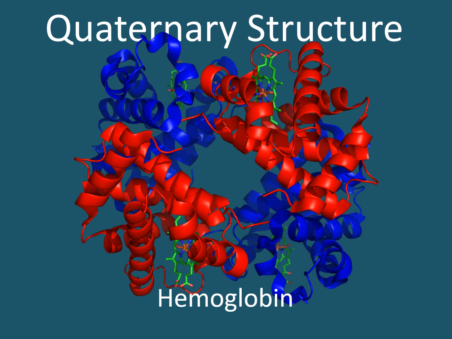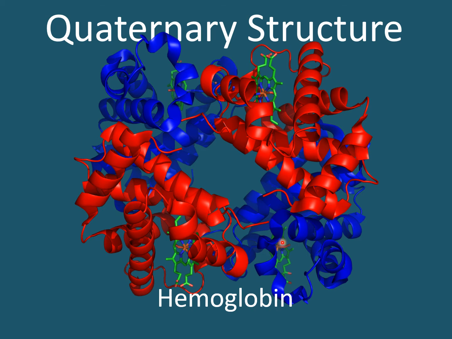The protein pictured here is hemoglobin. Notice hemoglobin has sort of a donut or circular shape. That would be the tertiary structure of hemoglobin. But its quaternary structure is 4, because it's made up of 4 polypeptide chains. This is chain number 1, number 2, 3, and 4. So hemoglobin's quaternary structure is 4.